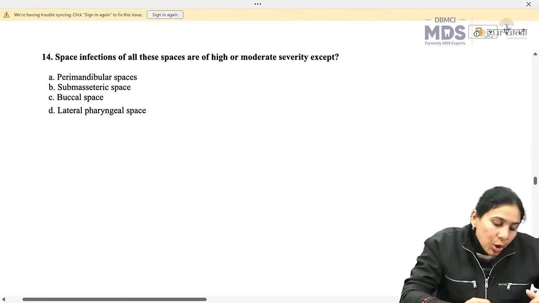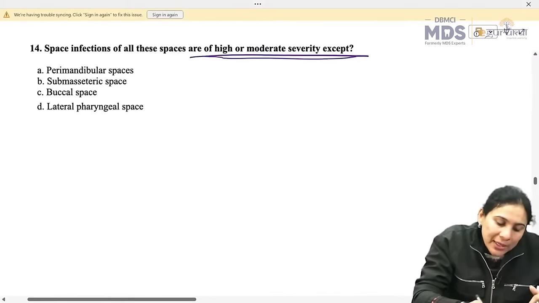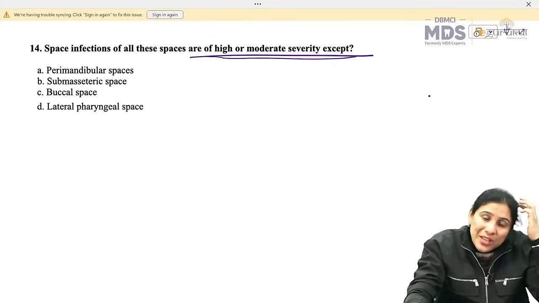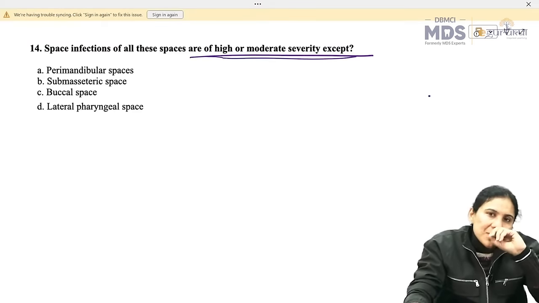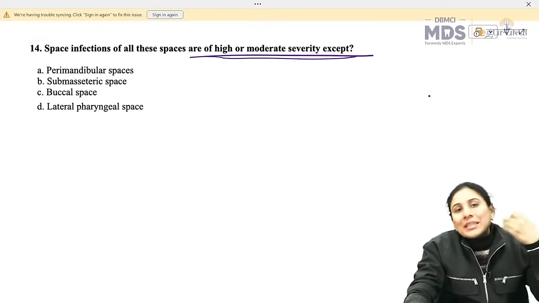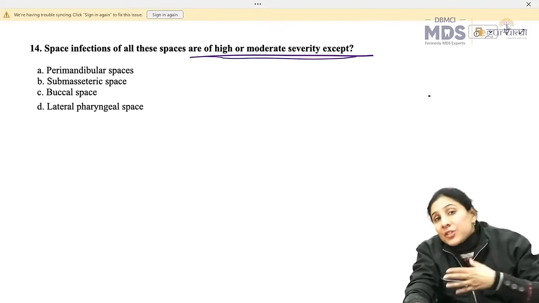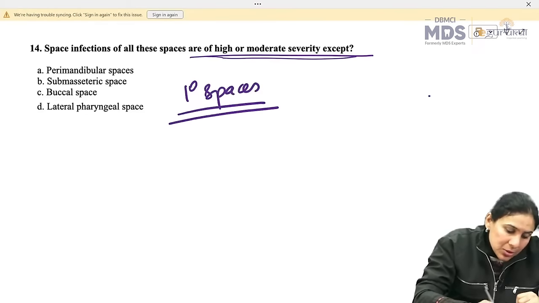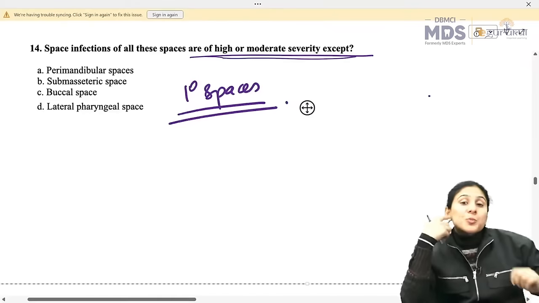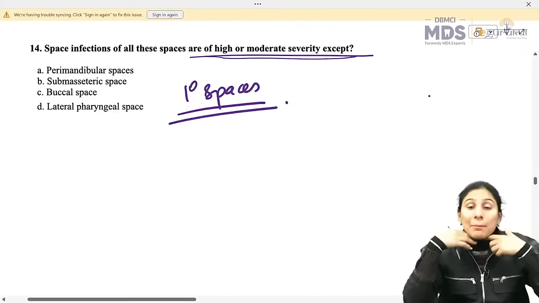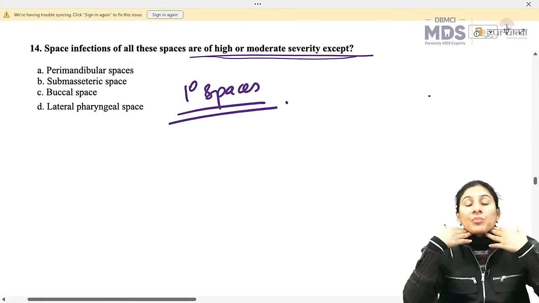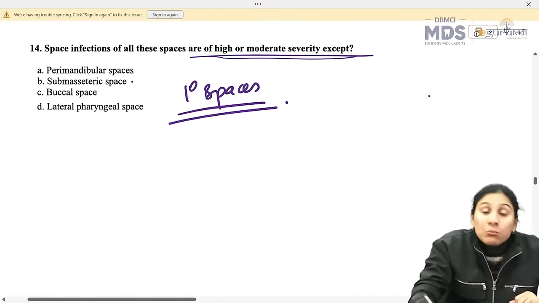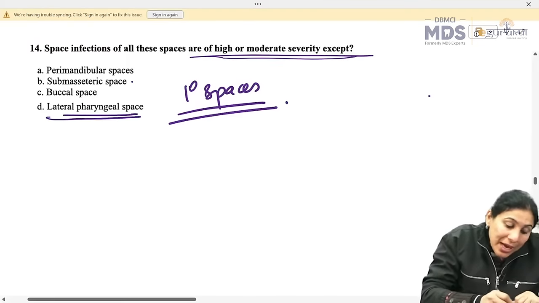Okay. Space infection. All of these spaces are of high or moderate severity except. This is a factual question. You know that all the pharyngeal spaces and all these spaces which can extend to the head, to the orbit, to the neck, to the mediastinum are severe spaces. And the simpler spaces are the primary spaces. Okay. So, perimandibular spaces are around the mandible. Okay. Submandibular, sublingual, retromandibular space. So yes, these are moderately severe spaces. Submasseteric space, again, a moderately severe space. Lateral pharyngeal space, high severity.